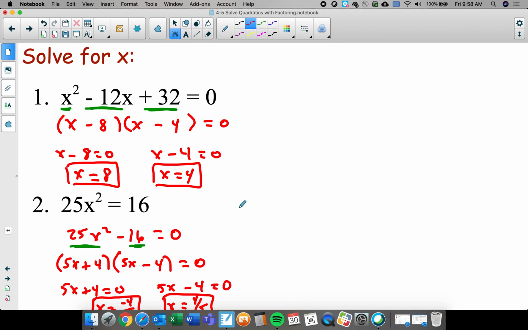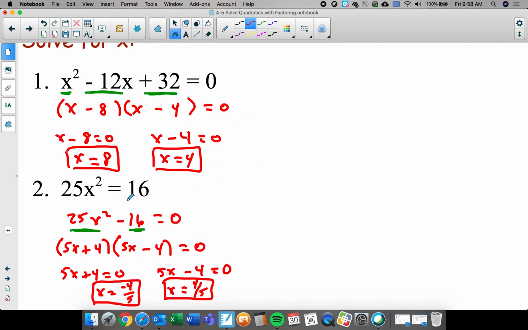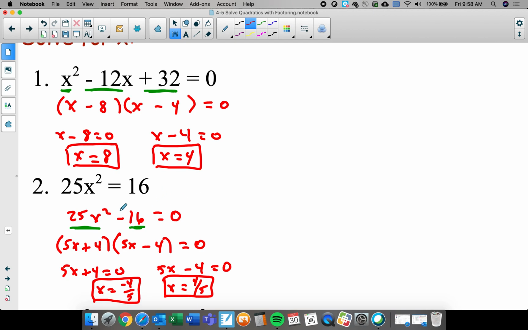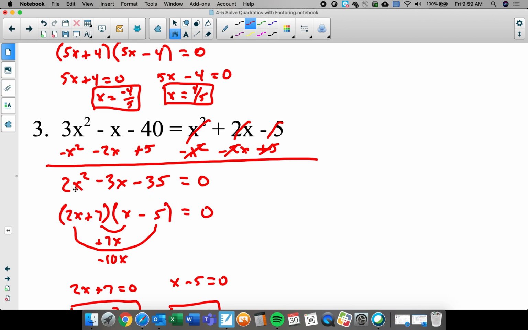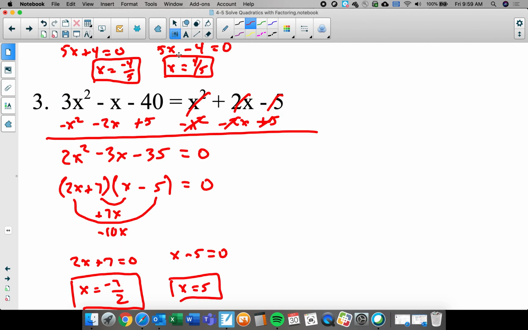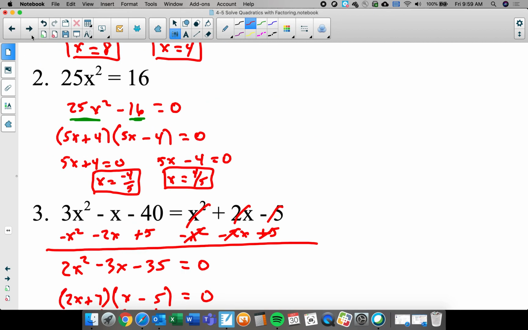So there's kind of each idea here. This one was a general trinomial that we could factor and solve. Second one was a difference of squares that we had to get equal to 0 first, then factor and solve. And then last one ended up being a general trinomial, but now with a leading coefficient that was not 1. Okay? So just an example of all the different methods of solving.